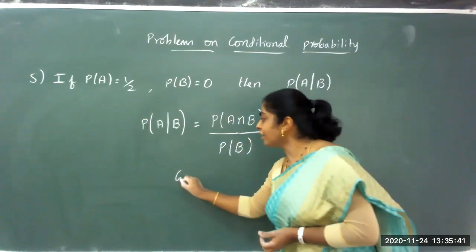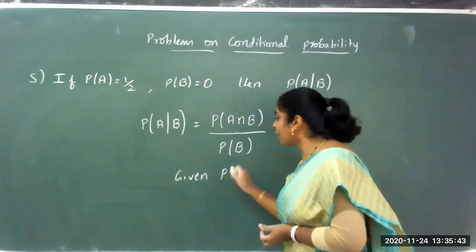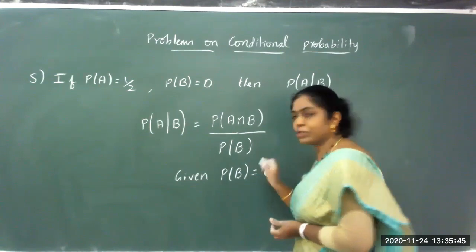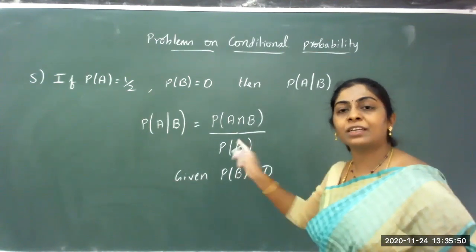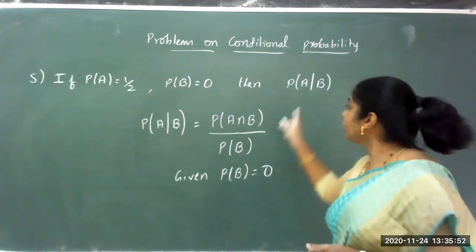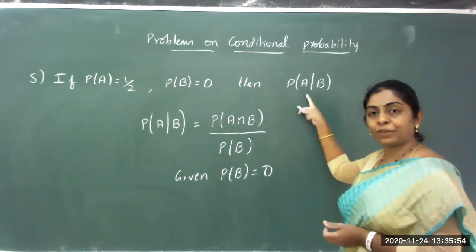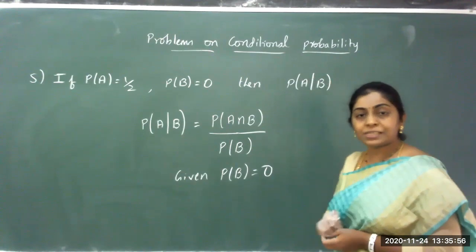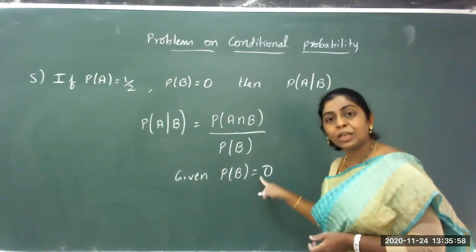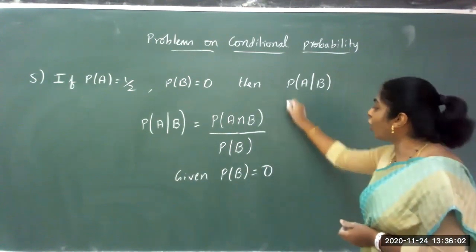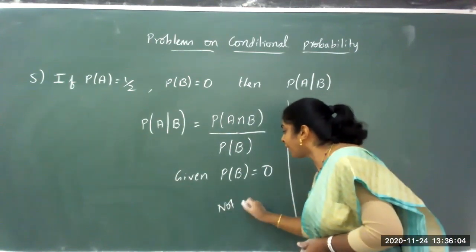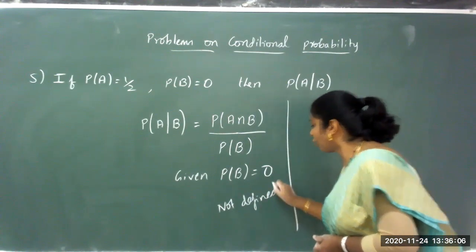But what is given in the data? Probability of B is equal to 0. This cannot be defined under this condition. I cannot define the conditional probability of A when event B has occurred if the probability of B is equal to 0. This is undefined.